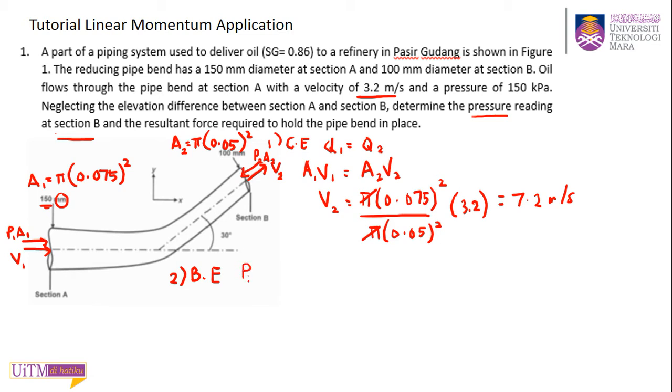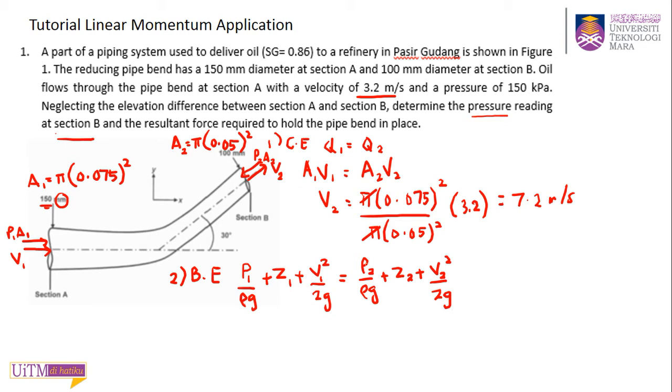Who remembers? P1 over rho G plus Z1, good, plus what? V1 squared over 2G. Yes. You just learned this, right? Equals P2 over rho G plus Z2 plus V2 squared over 2G.